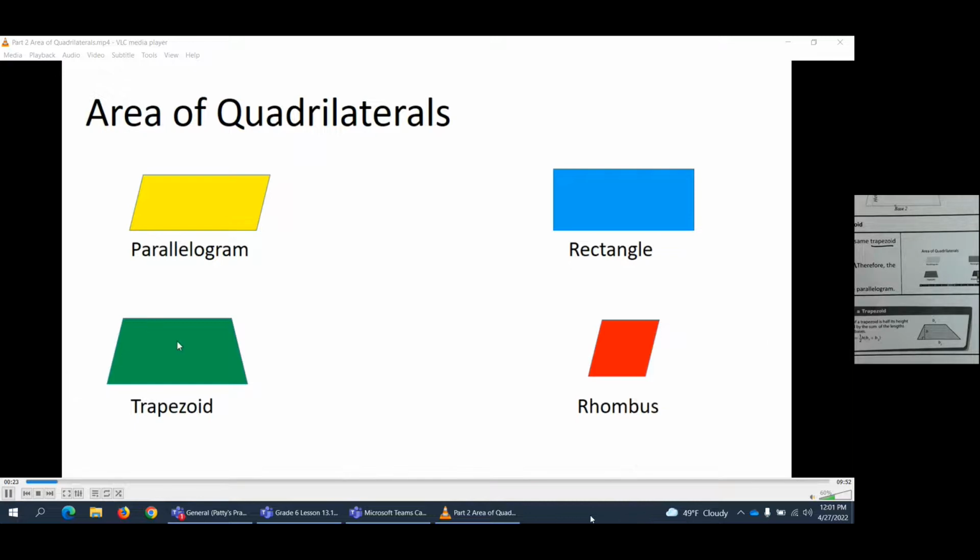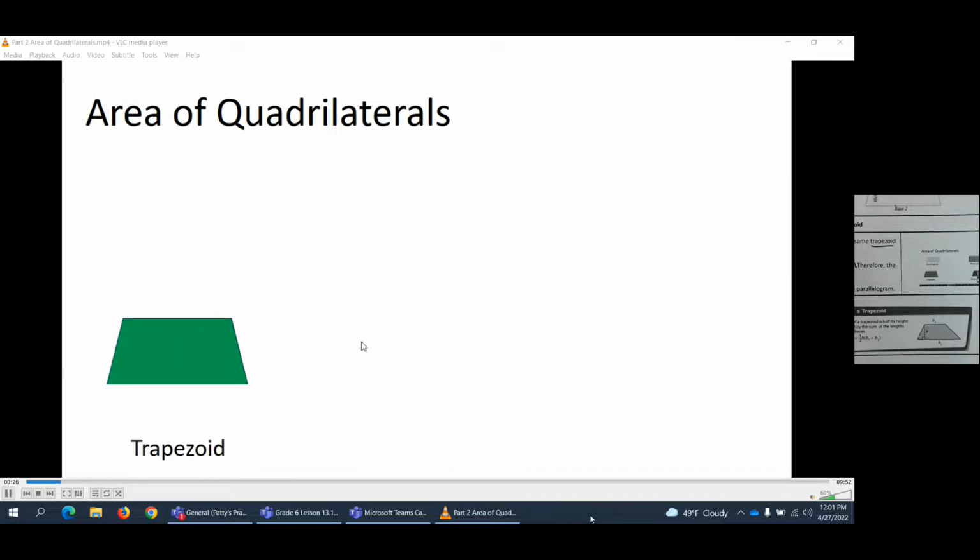Our next quadrilateral is going to be the trapezoid, okay? You can see that trapezoid has 4 sides, so it is a quadrilateral, and the top and the bottom are parallel, but the 2 sides are not parallel. If we continue these 2 side lines, eventually they're going to run into each other, which means they're not parallel, okay? Trapezoid. Well, if you look at a trapezoid, it's actually half of a parallelogram.